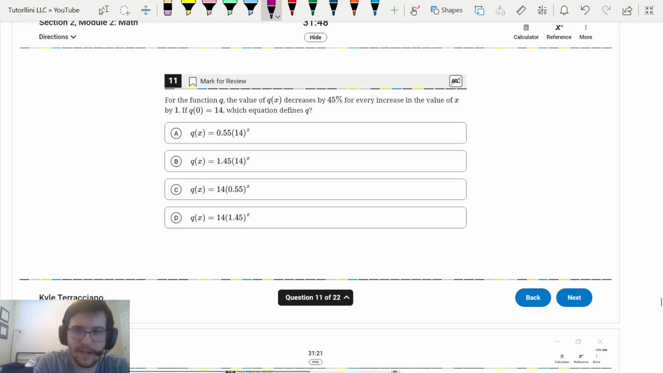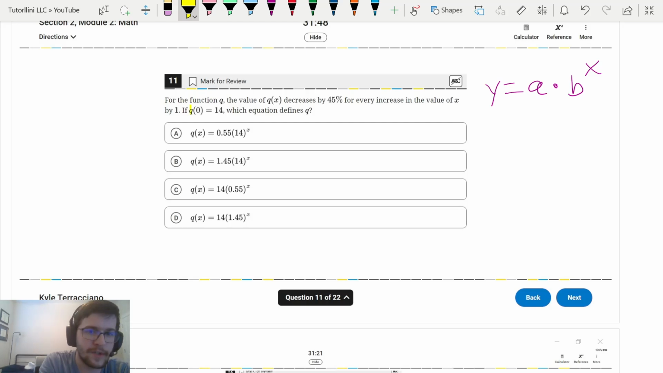Okay, this is an A times b to the x question. A is your starting or initial amount, or your y-intercept, and b is the growth or decay rate. So q of 0 equals 14, which means your initial value is 14. So A is equal to 14. Right away, these two are wrong. They have the wrong A value.